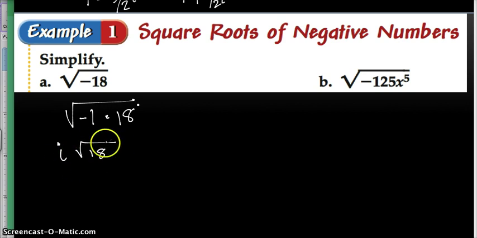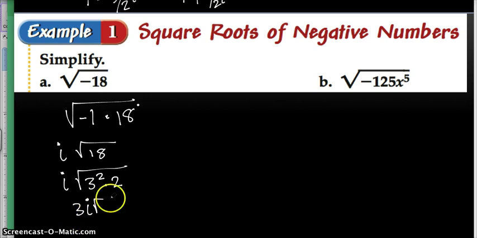You know how to simplify the square root of 18. We look for a perfect square, or we can prime factorize it, right? So I have i times the square root of 3 squared times 2, because 9 times 2 is 18. 3 squared is going to give me 3 when I take the square root of it. Notice where I'm putting the 3. I put the 3 on the left side of i, and I leave the radical on the right side of i. So I have 3i square root of 2, and that's my final answer. Okay, so that's how I go from here to here.